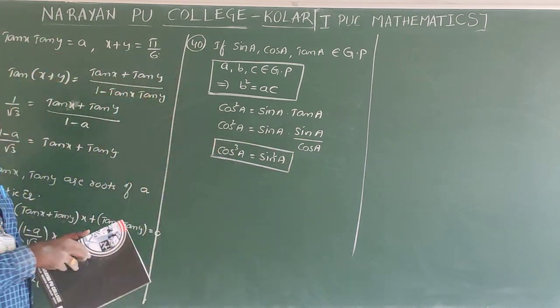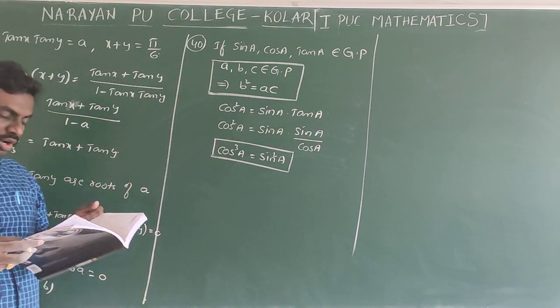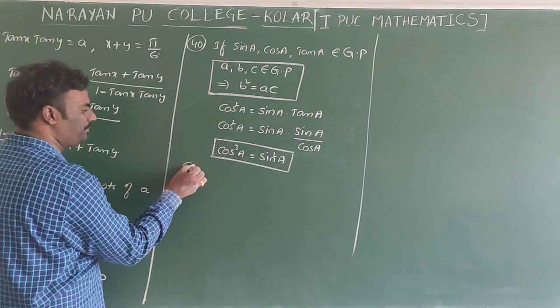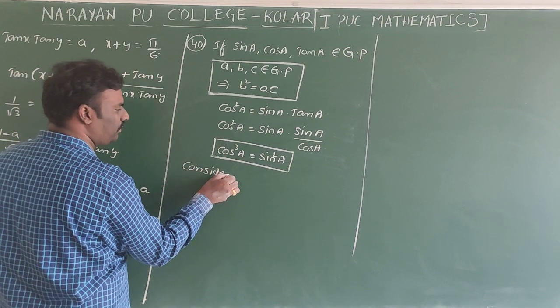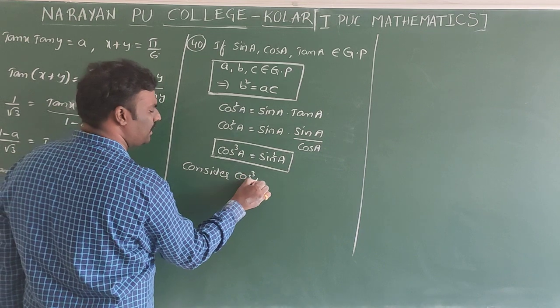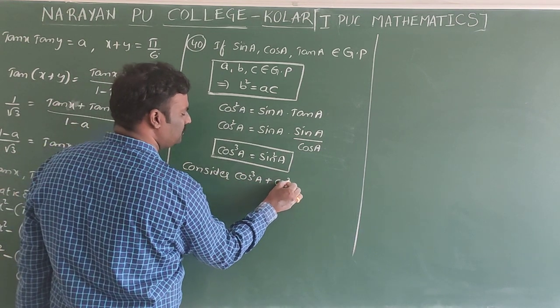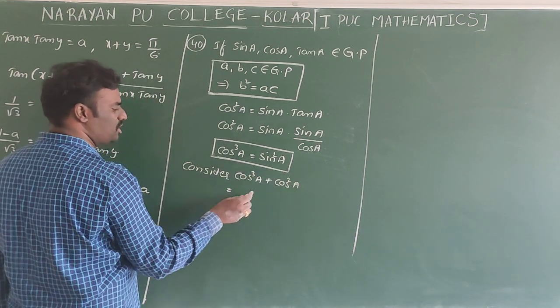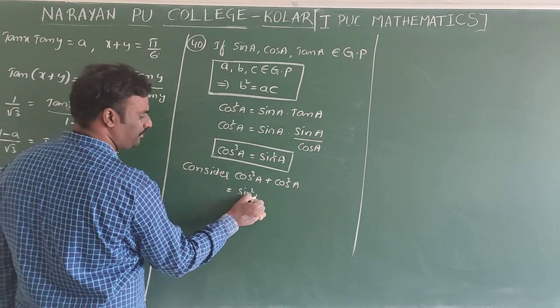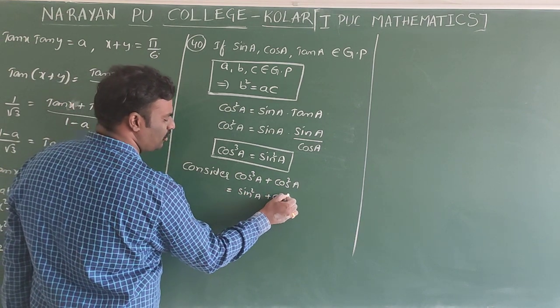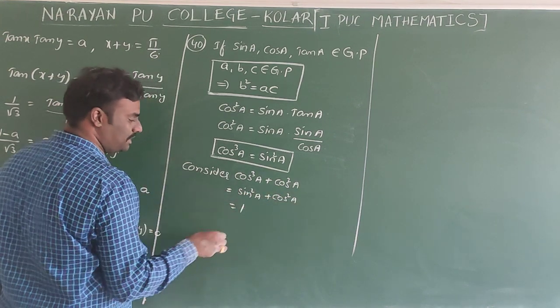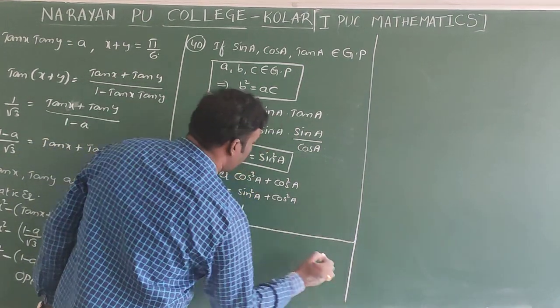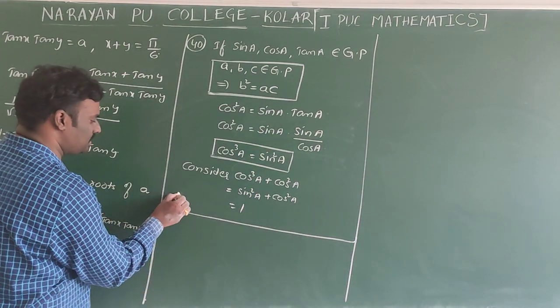But in the question, we need to find the value of cos cube A. Consider cos cube A plus cos square A. In place of cos cube, I can write sin square. Second term as it is. We know that sin square theta plus cos square theta. Answer is option A, it is the correct answer.